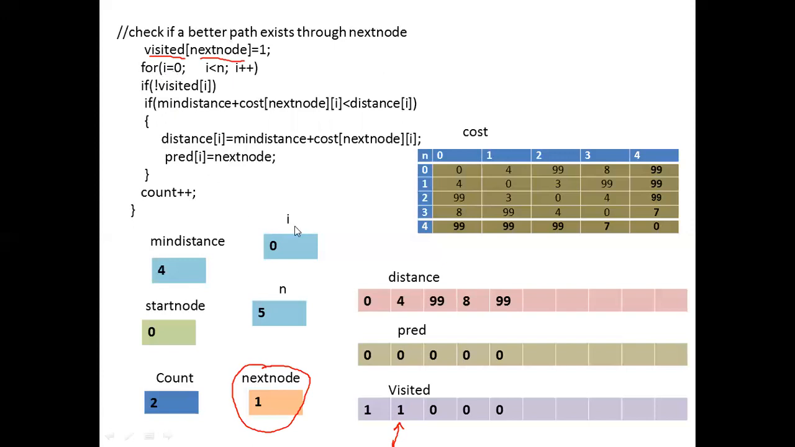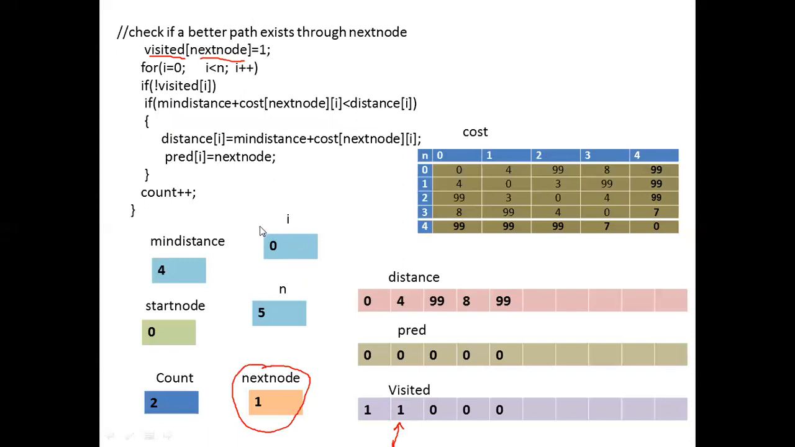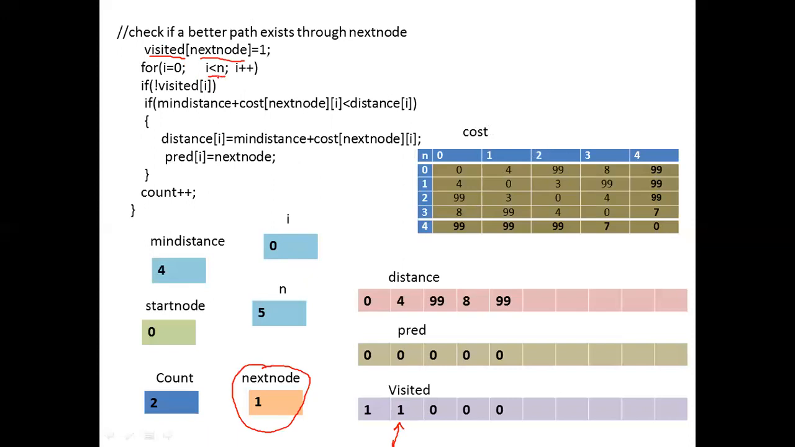After this, what is the next statement? For I is equal to 0. Now we can observe this value, previously it was 5. Once this statement is executed, the value of I will be changed to 0. After this, it will go for condition check. 0 is less than 5 because n value is 5. So this condition becomes true. Then what is inside the for loop? Not of visited 0. Now you can observe visited 0 value is 1. Not of 1 will be 0. Condition fails.